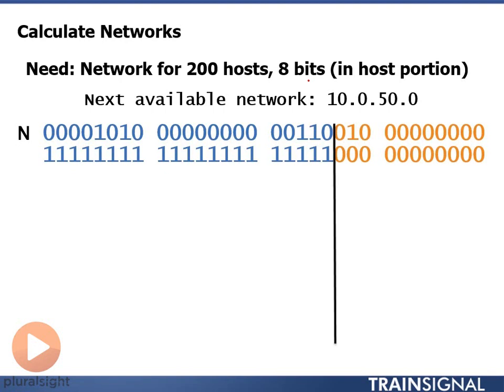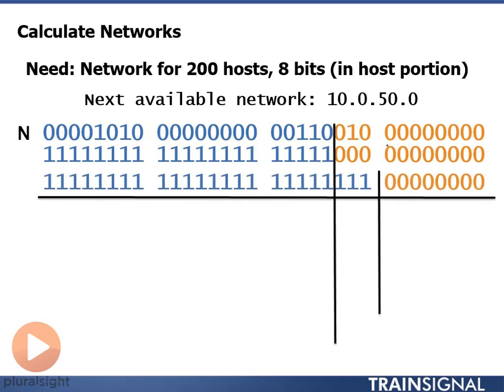When you calculate your host portion and you're drawing that line between your new network portion and your new host portion, in this case it's going to be 8 bits in the host portion. So we count off 8 bits in our host portion, draw our line, and then fill in 1s in our subnet mask between our given mask portion and our new calculated host portion. All 1s go in there.